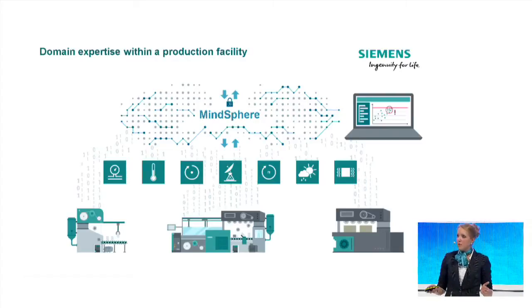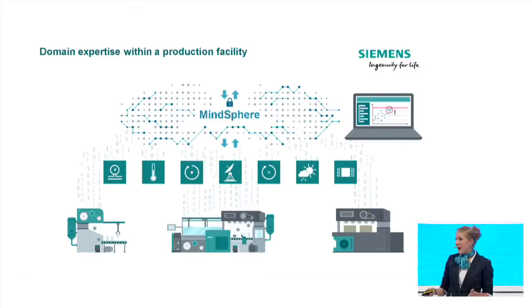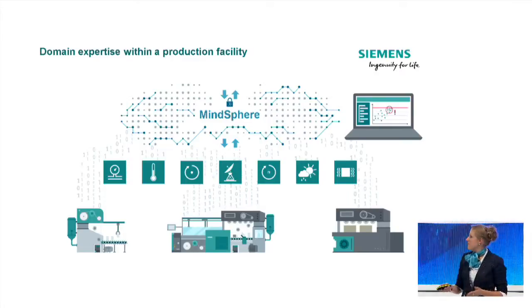Let's assume you have various machines in your enterprise. Let's say you have a machine park, and every machine generates data. Within MindSphere, you can combine this data with, for example, temperature or geographical information, and you get further insights and further possibilities. You can also be alerted if a threshold is exceeded.